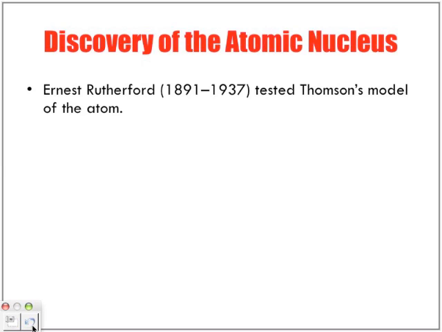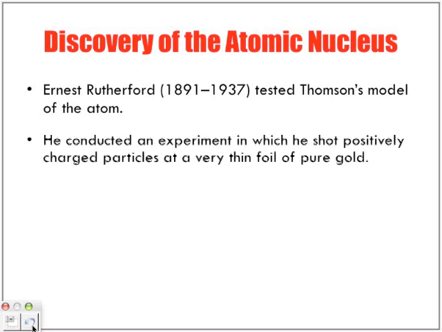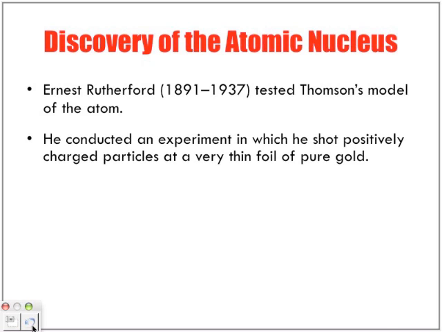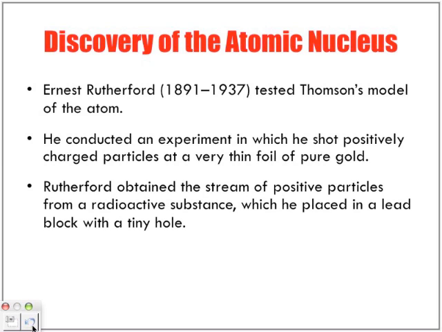Discovery of the atomic nucleus. Another scientist, Ernest Rutherford, tested Thomson's model of the atom. He conducted an experiment in which he shot positively charged particles at a very thin foil of pure gold. Rutherford obtained the stream of positive particles from a radioactive substance which he placed in a lead block with a tiny hole in it. So what he did was shoot these particles, in what we call the gold foil experiment.